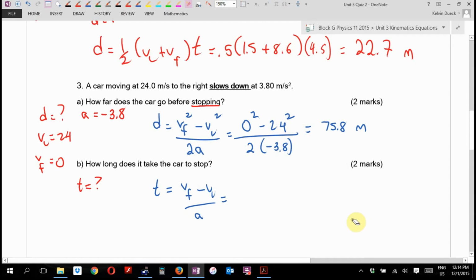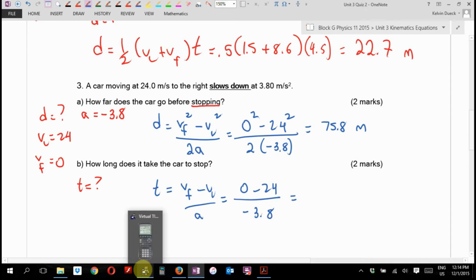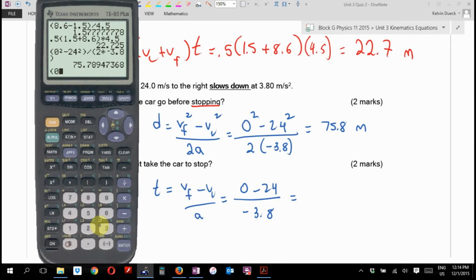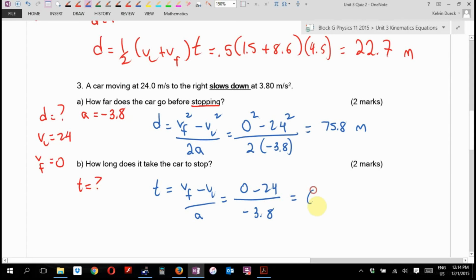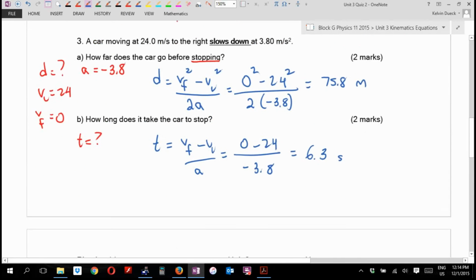So now it's plug and chug. It's going to be 0 minus 24 divided by negative 3.8. I hope I get a positive answer here. 6.31578. Can I go 6.3 seconds? And we turn the page.